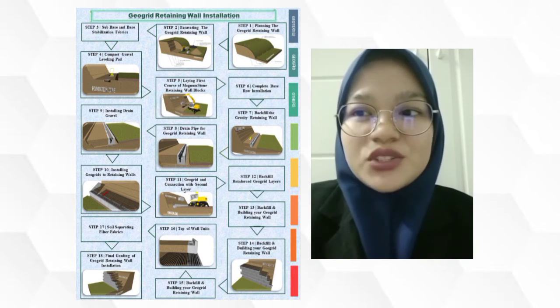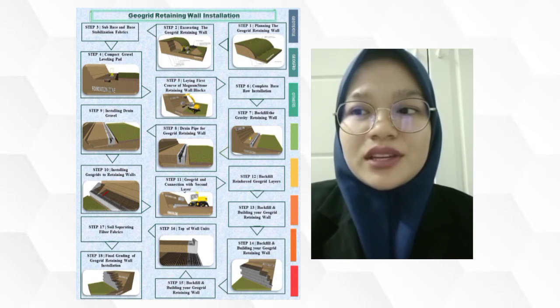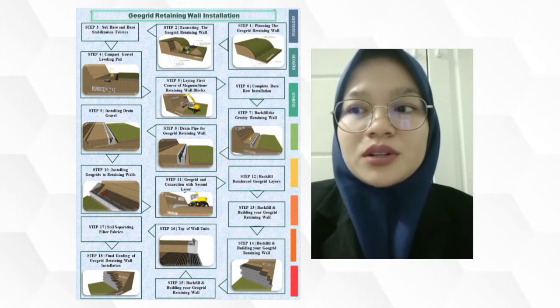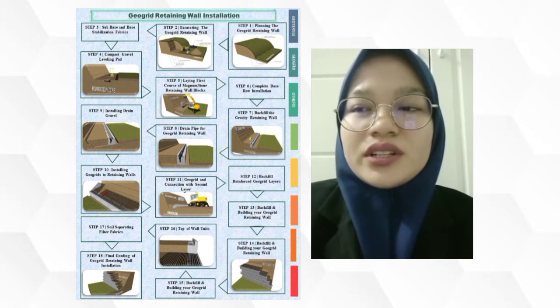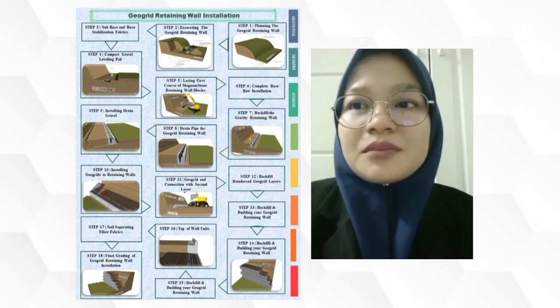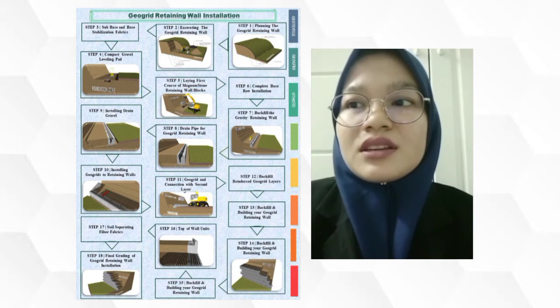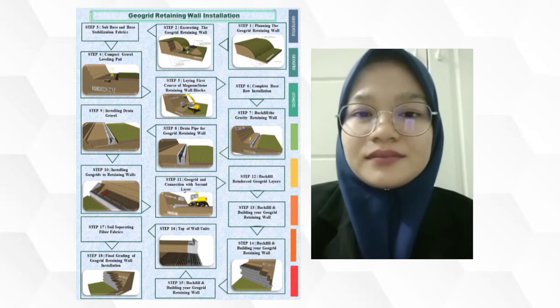Step 1. Planning the geogrid retaining wall. Mark the bottom and top of the geogrid retaining wall excavation location with spray paint or stake. Establish proper elevation points for both the bottom and top of the wall before starting excavation. Step 2. Excavating the geogrid retaining wall. Excavate and prepare a sub-base leveling trench 6 to 8 inches below the first course. This will be filled with good road-base material.